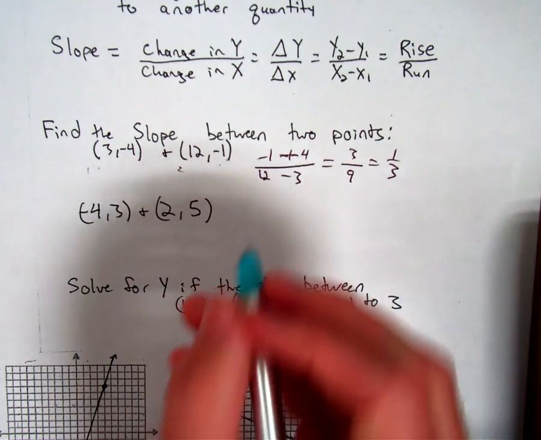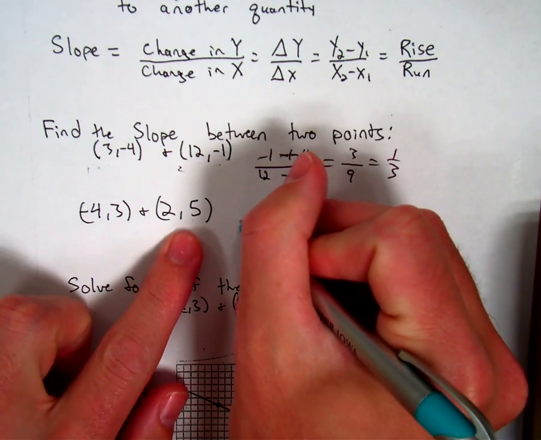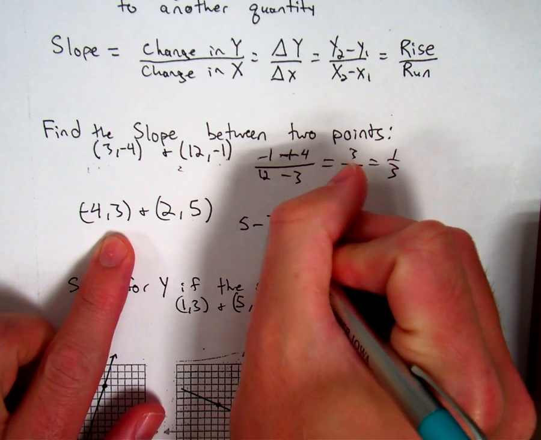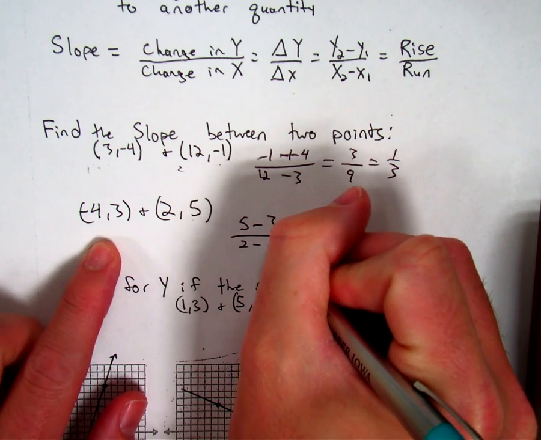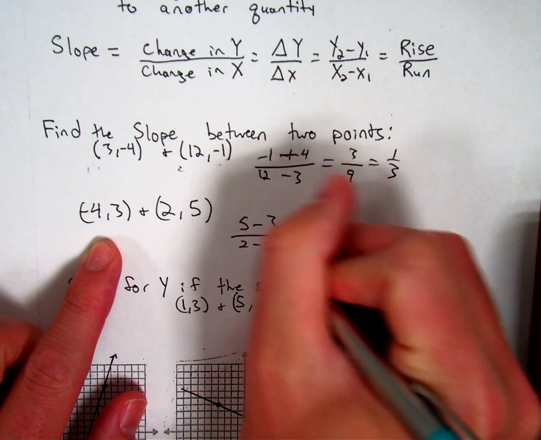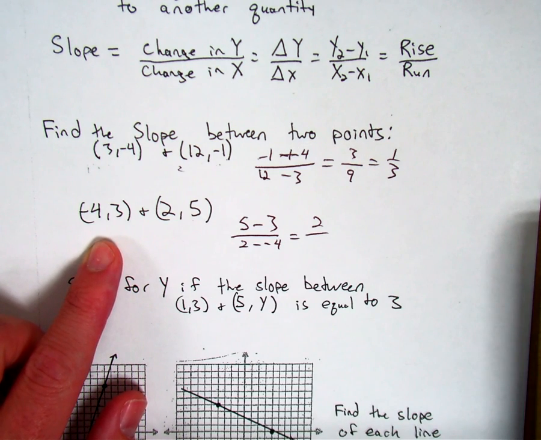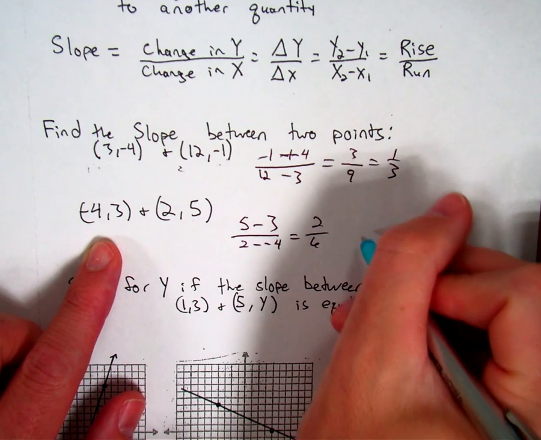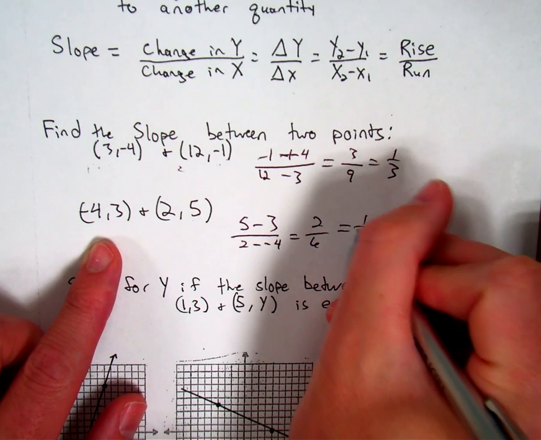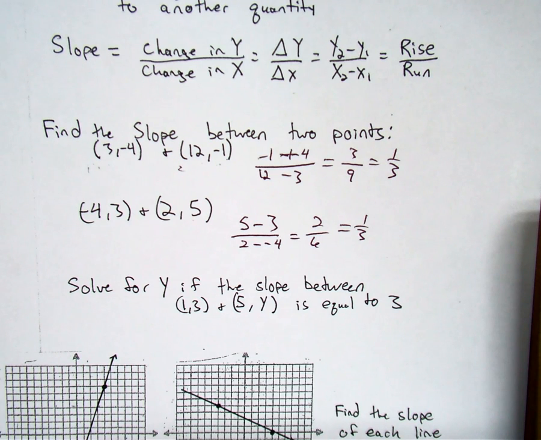Alright, welcome back. Let's see how you did. Alright, let's go. We got 5 minus 3 over 2 minus negative 4. So we're going to have a 2 on the top. Minus a negative 4 is going to be plus positive, so we'll have a 6 on the bottom. Did we get a third again? How about that?